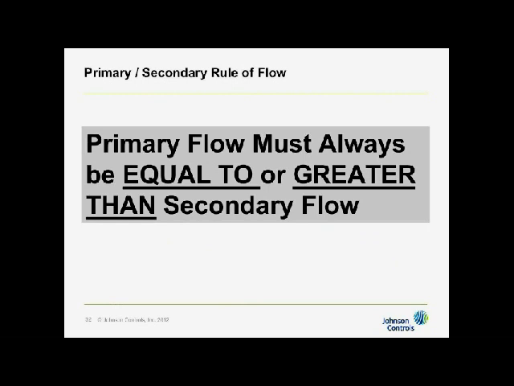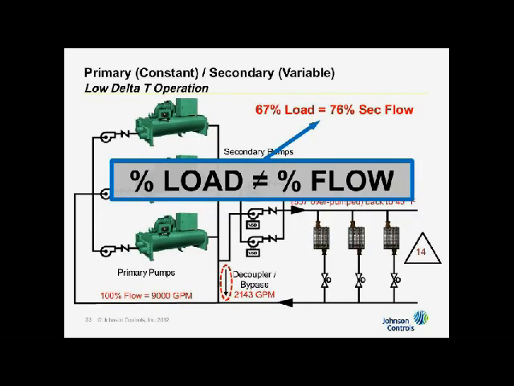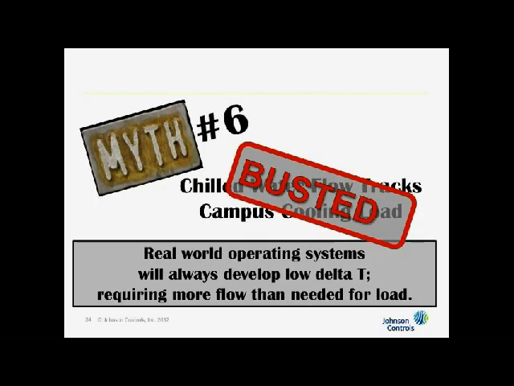But this is rule number one about primary secondary. You must keep the primary flow equal or greater than the secondary. Must always be that way or the system won't work. And that forces us to run more chillers than we need. It forces that we can't load up chillers. That's the negative impact of low delta T. All right. Now, here's another. So what we've done is we've busted that myth that flow tracks load. In real-world operating conditions, you'll always develop some sort of low delta T, so flow does not track load. Okay?